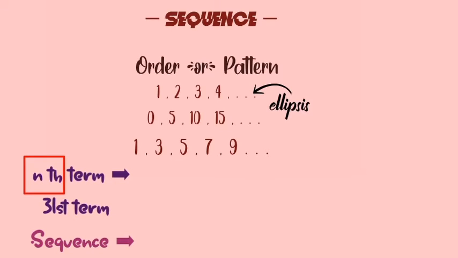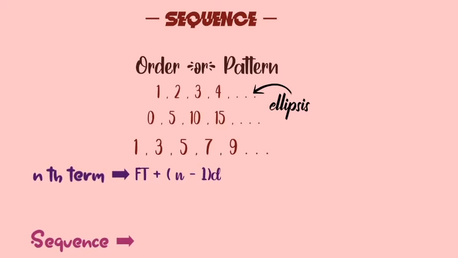We need to have a formula, and yes, we have one. It is the first term plus (n minus 1) times d. Here, a is the first term, n is the term number. So, if we want to find the 31st term, we just substitute 31 in place of n. And d is called the difference between any two consecutive terms. It's called the common difference.